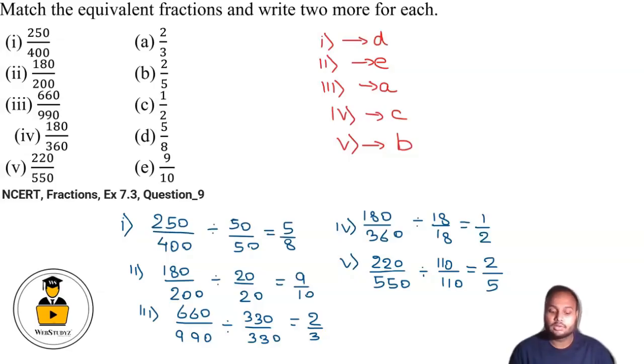Now we have to write two more equivalent fractions. Two more equivalent fractions for each we can write. So the first one was 5 by 8. If we multiply 5 by 8 by 2 by 2, we get 10 by 16. And if we multiply it by 3 by 3, we will get 15 by 24.